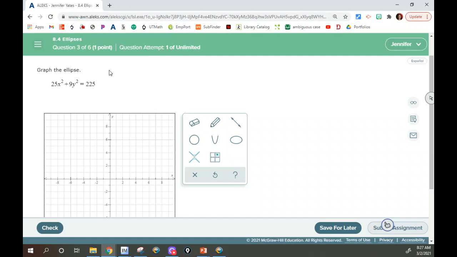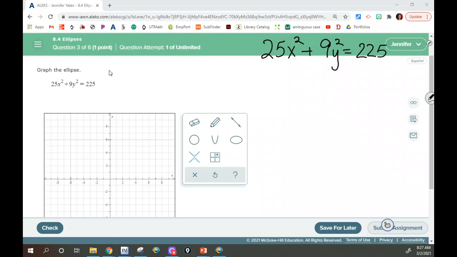Okay, I want you to look at that equation. Is it too tiny? Do I need to write it larger? Okay, I will write it larger. We've got 25x squared plus 9y squared equals 225. That does not look like an ellipse equation, does it? So we have to do some work.